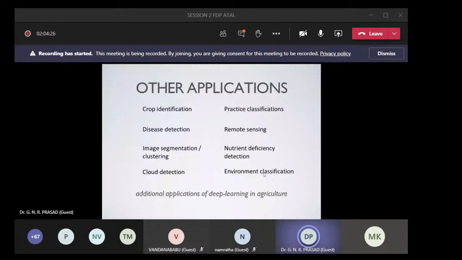Crop identification and disease detection are possible. We can see image segmentation, clustering, cloud detection, environmental classification, nutrition deficiency detection, remote sensing, and practice classification. All these things are possible here. You can use deep learning in this class.